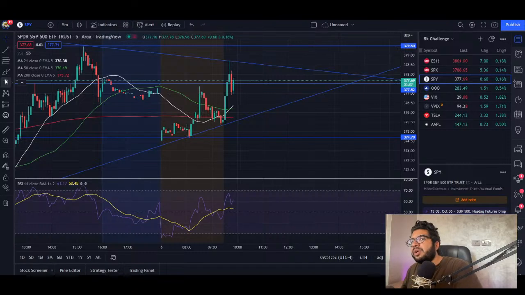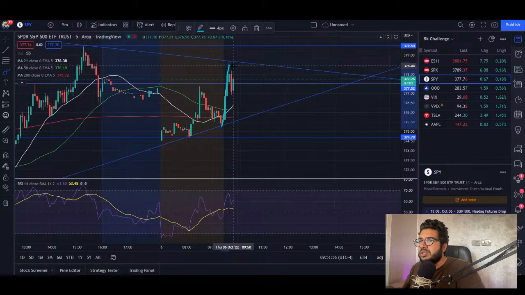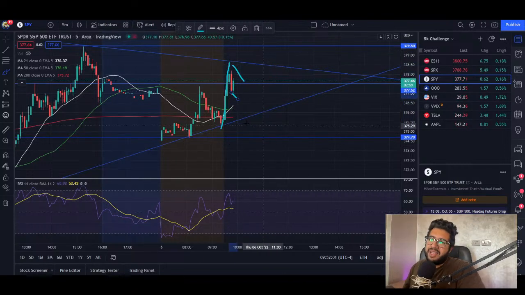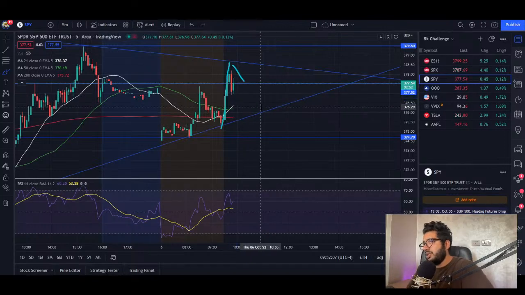This would be a very weird bull flag here, if it forms. You see this, the flag part would be way too big for it to be a bull flag, but maybe, right? Let's see what it does here.